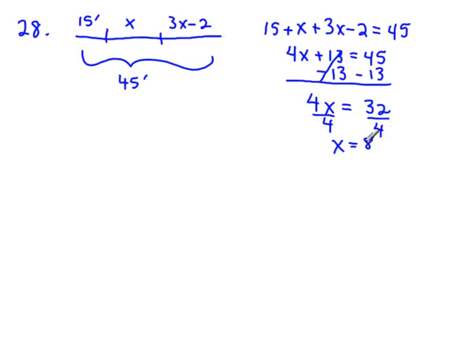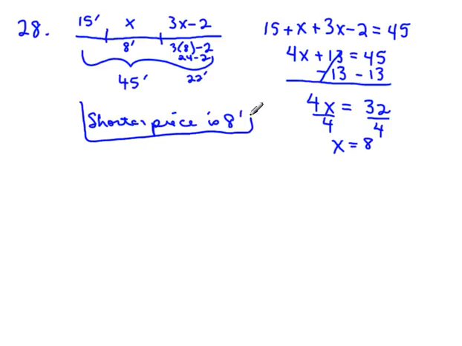And x equals 8. Remember that with word problems, you're not finished until you answer the question. So this particular question said find the length of the shorter piece. Well, this middle piece is represented by x, so it's 8 feet long. This piece is 3 times 8 minus 2. So 3 times 8 minus 2 is 24 minus 2, or 22 feet long. So the shortest piece would be 8 feet, and you would say the shorter piece is 8 feet long. And that would be the answer to word problem number 28.